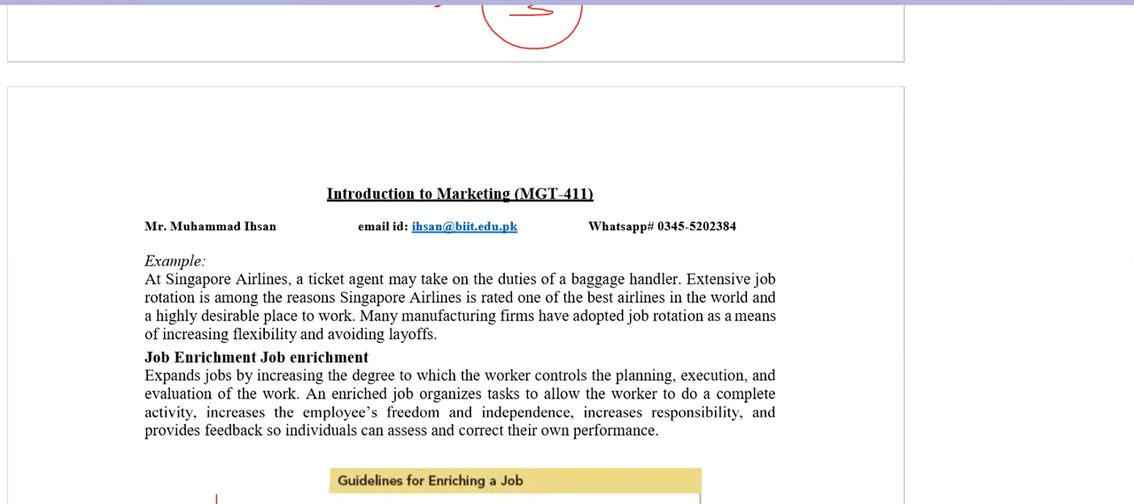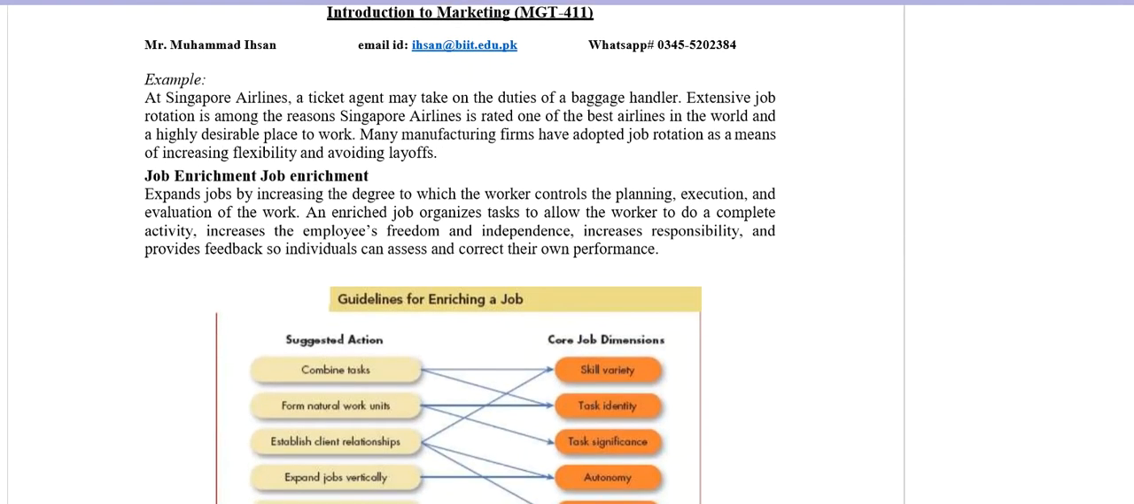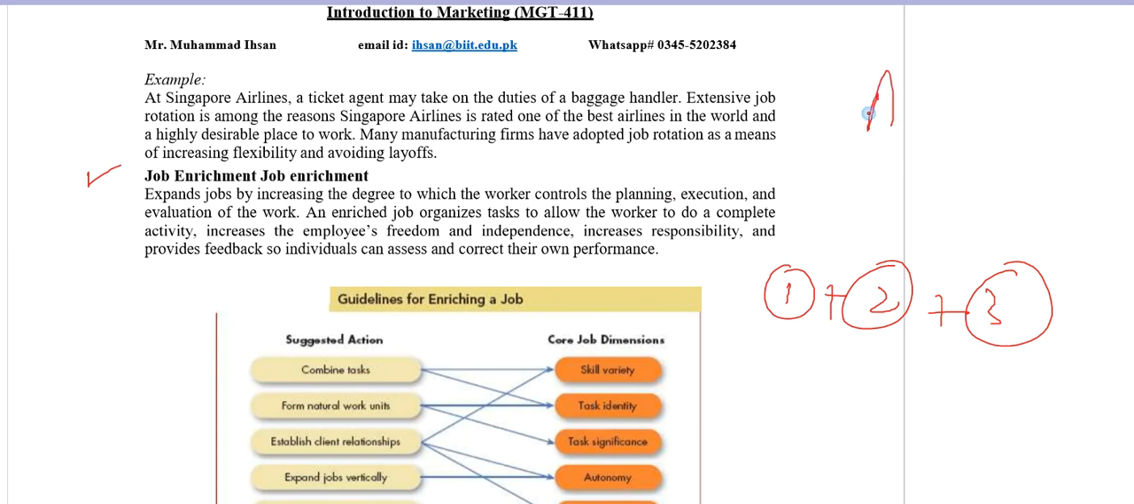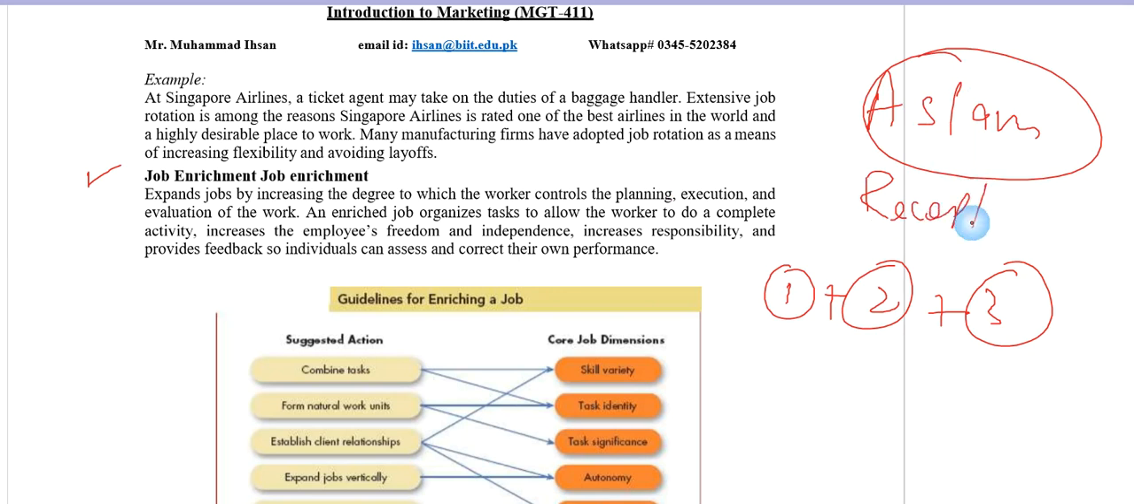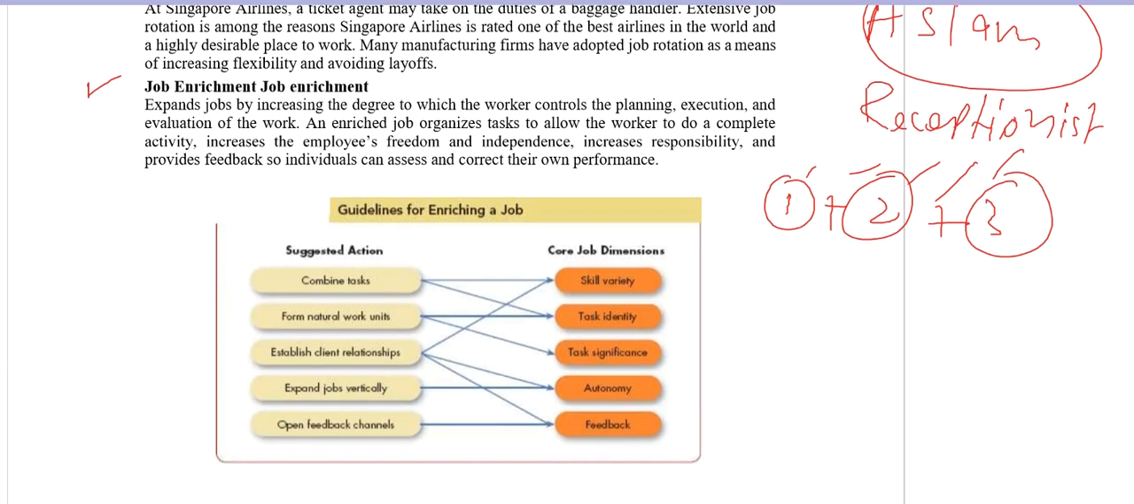And number 2, job enrichment. Job enrichment means enrichment of the job. When a person is given one task, along with it he is given another task, and along with the second he is given a third task. So his profile or his CV is improved in this regard. This is called job enrichment, where the job is enriched and multiple activities are done by one person. For example, Mr. Aslam is not just our receptionist, but he can perform other duties also. So this is called job enrichment.